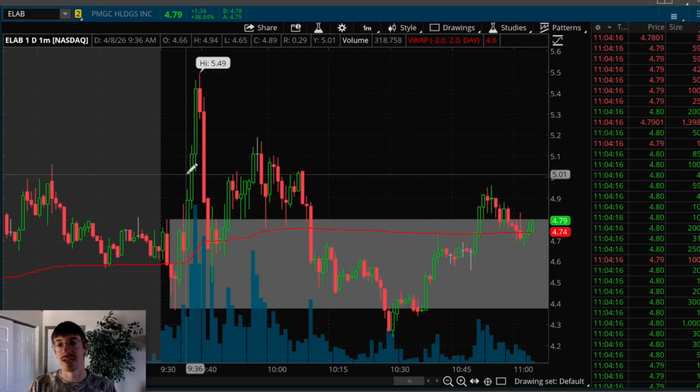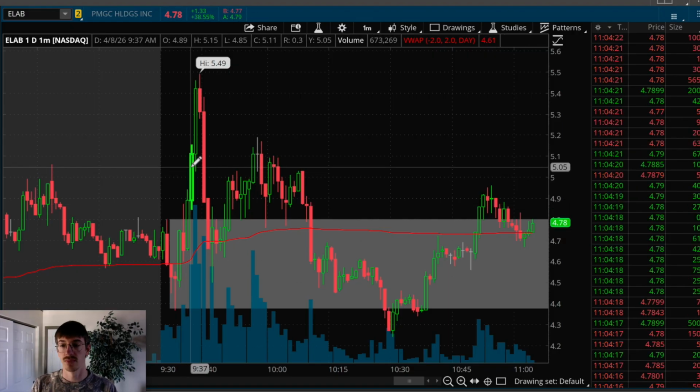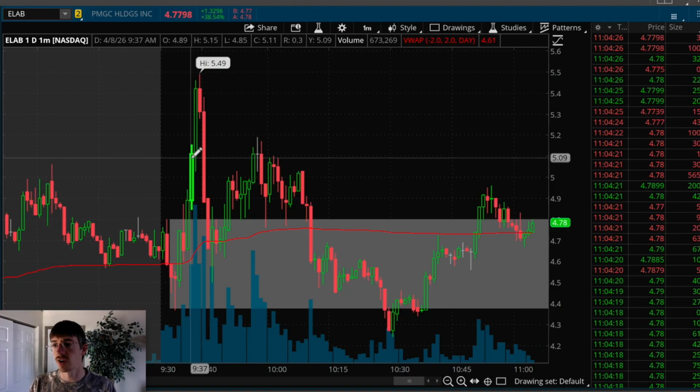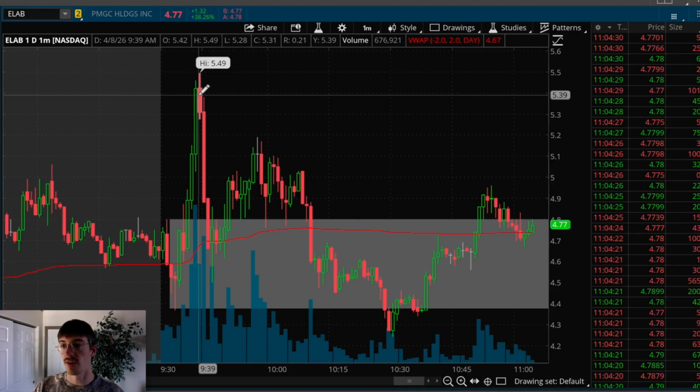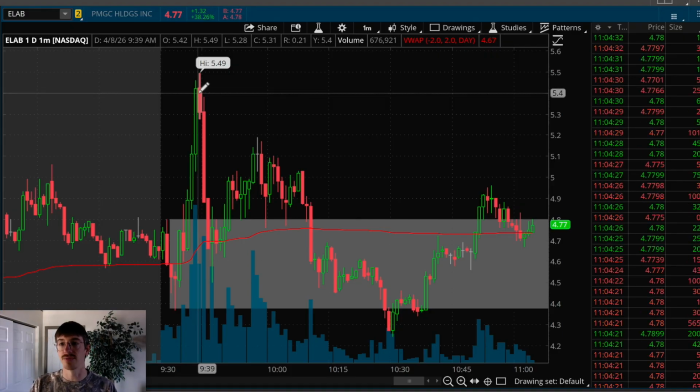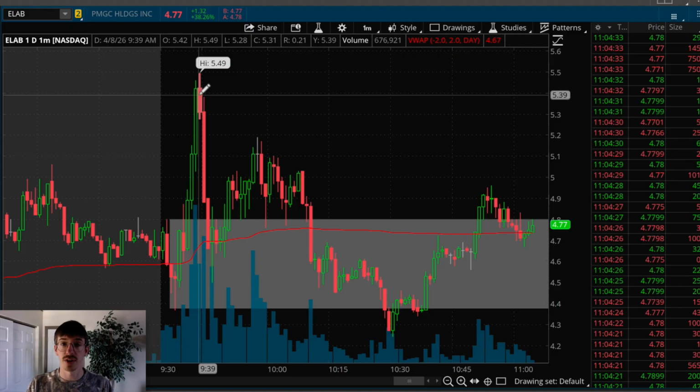I started to buy into it using my hotkeys. I took two 500 share entries, again with an average cost of about $5.11. It went very briefly in my favor. I could have secured some profits up here in the 530s and 540s, but ultimately it was very short-lived.